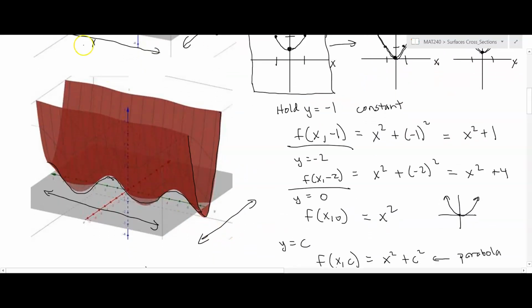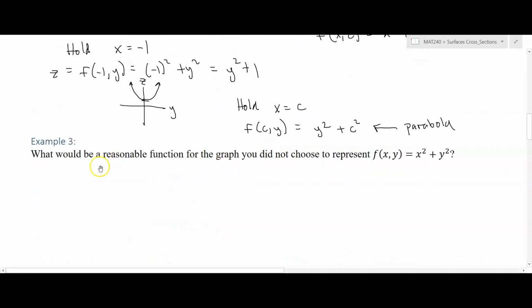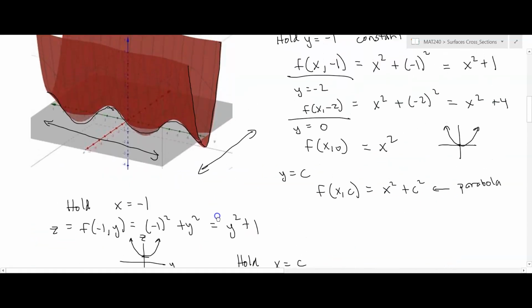In this case, what we want to answer next is what would be a reasonable function for the graph you did not choose to represent f of x y equals x squared plus y squared.